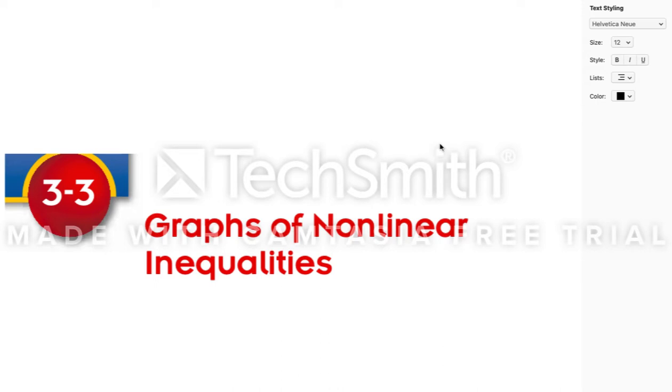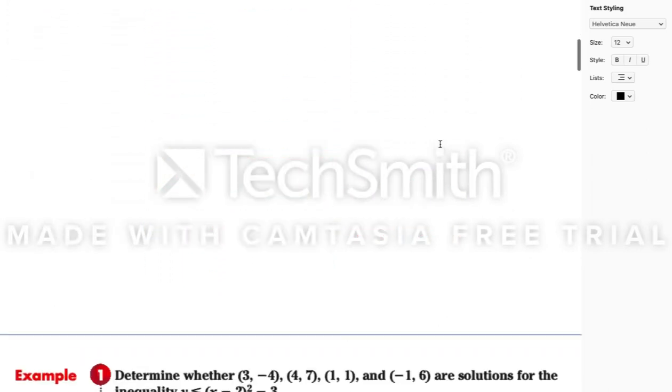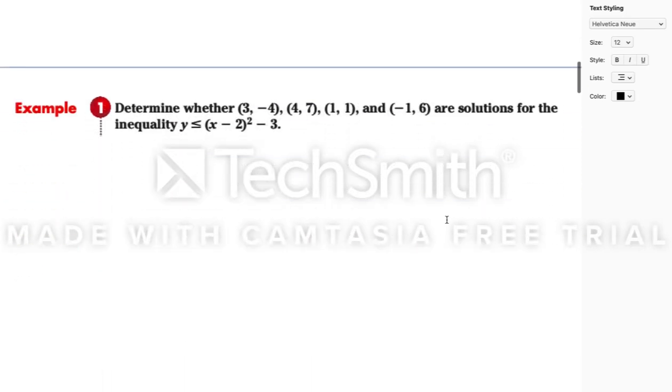Hi, pre-calculus friends. Here we are in section 3.3. We're going to be talking about graphs of nonlinear inequalities. And this time we can get straight to the examples because we don't have any vocabulary today.